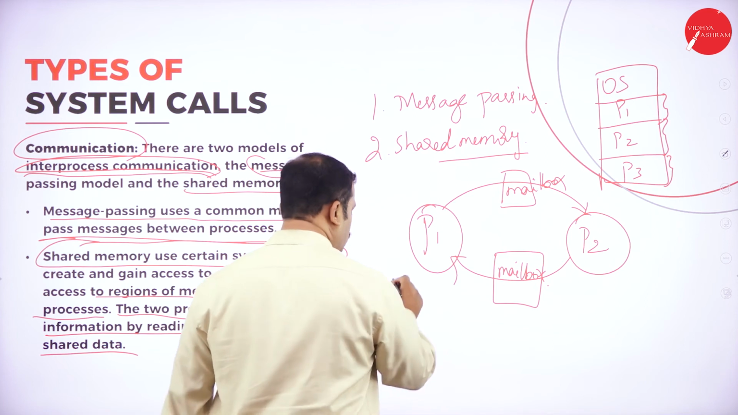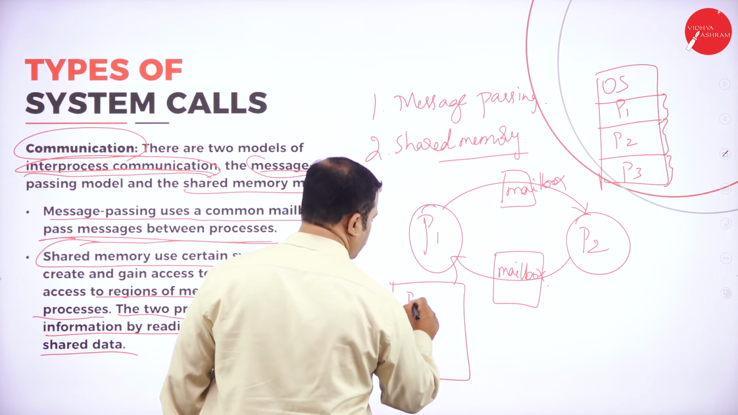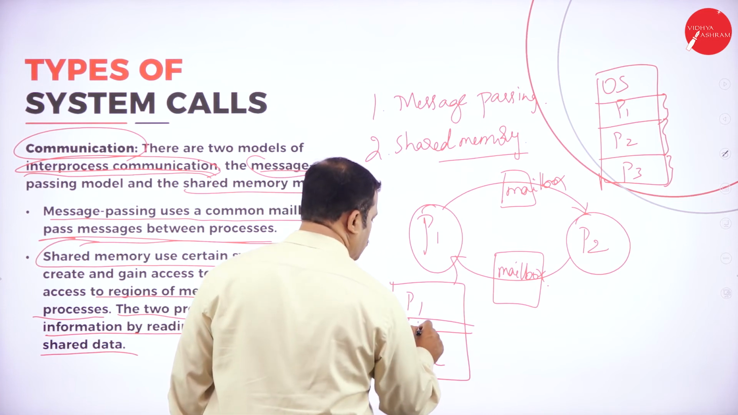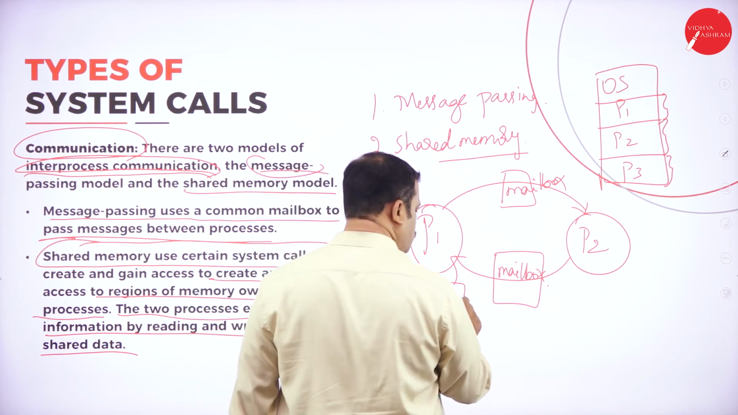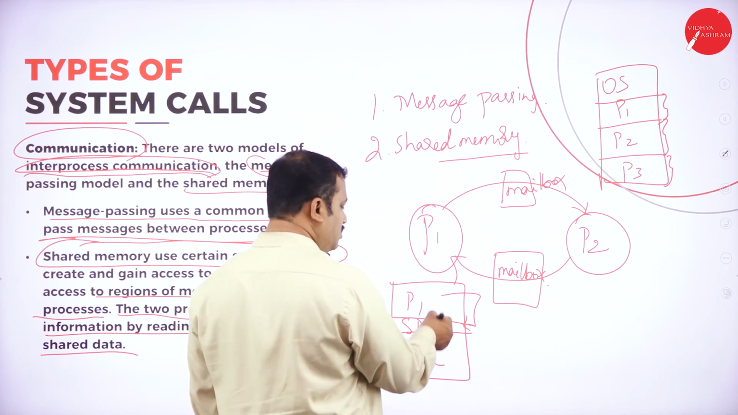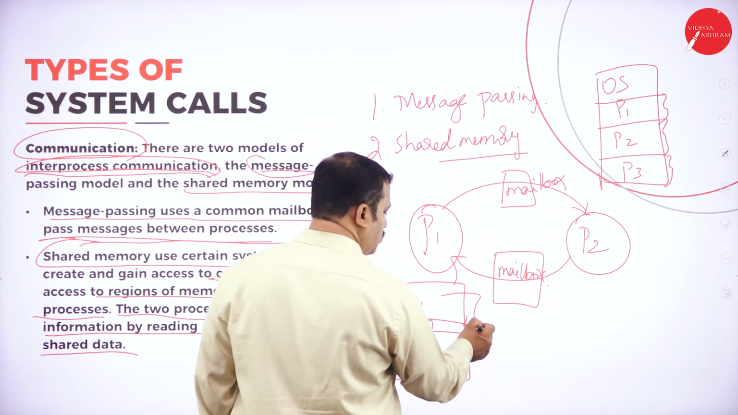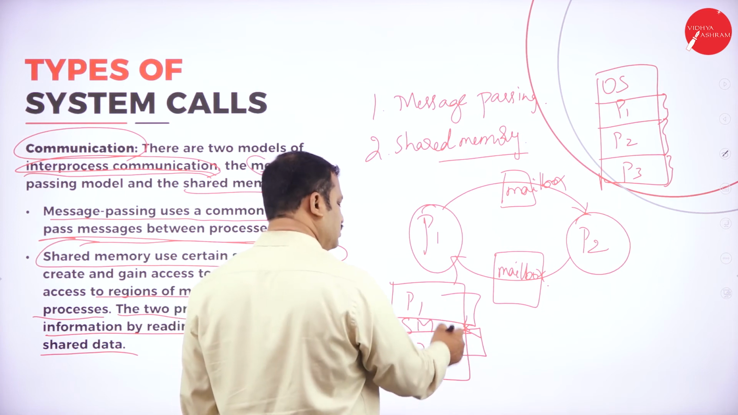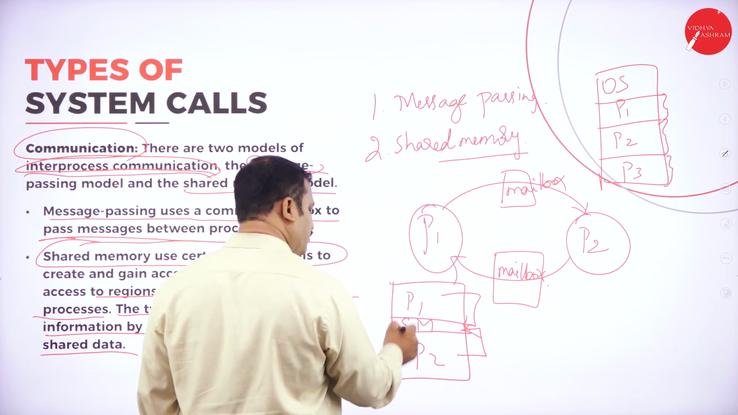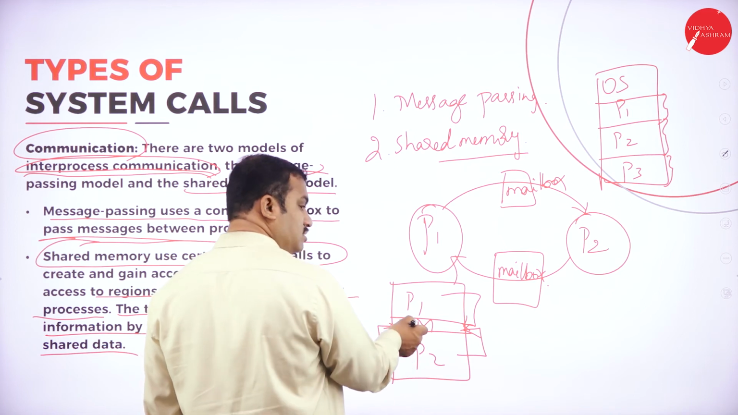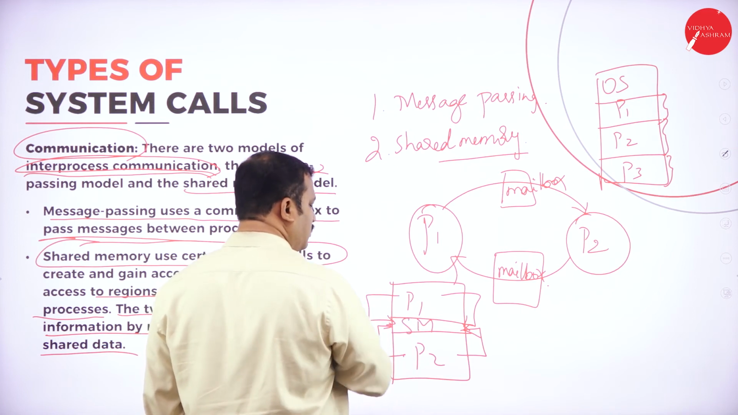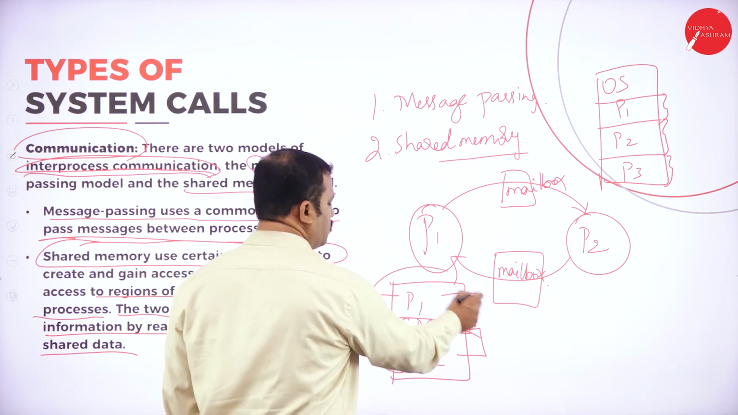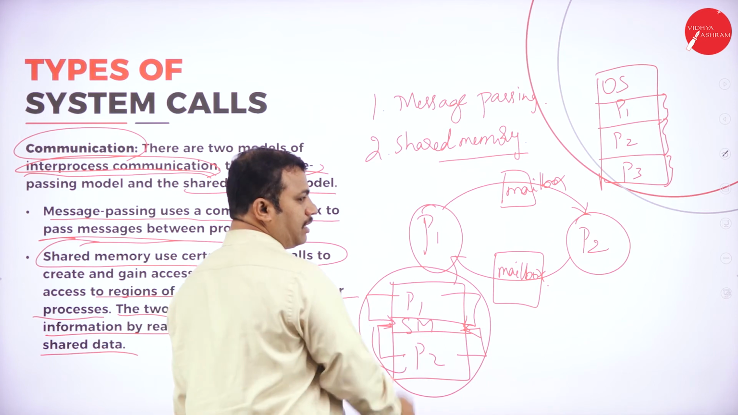As I have already told you in the previous session, process P1 is here, process P2 is here. Between process P1 and P2, the shared memory region is created. Whenever P1 wants to communicate, it writes the data into the shared memory region, and P2 reads the information from the written region. Whenever P2 wants to interact with P1, P2 writes the information into the shared memory region, and P1 reads the information from the shared region. This is how communication takes place between P1 and P2.